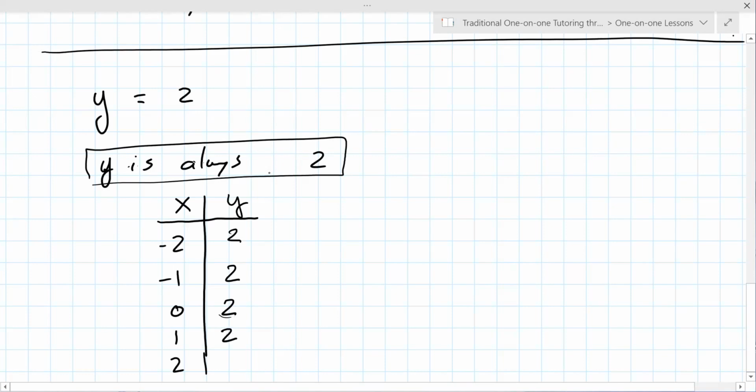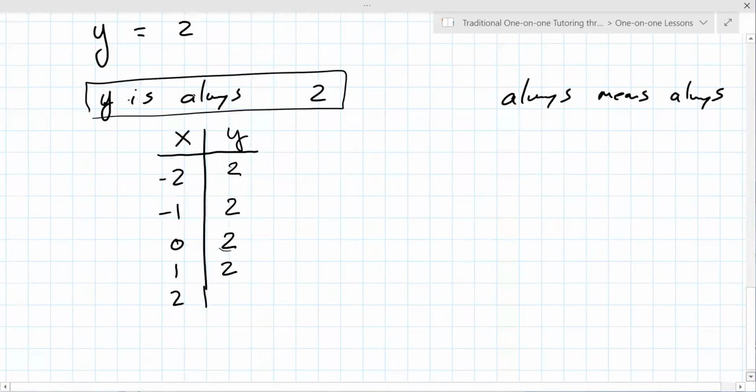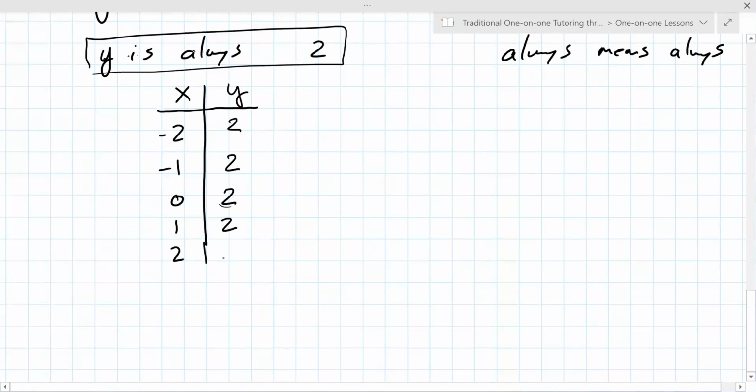What does the word always mean? Always means always. Never, no exceptions, always. It's a law. So how about when x is 2, y is 2. So let's graph these points.